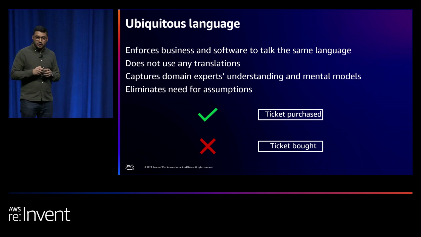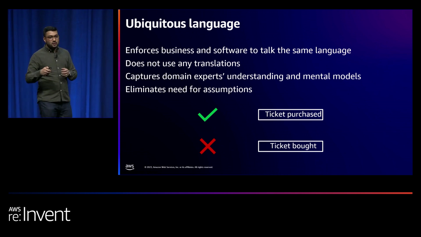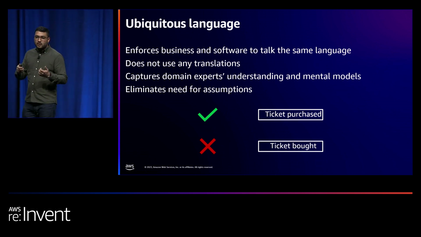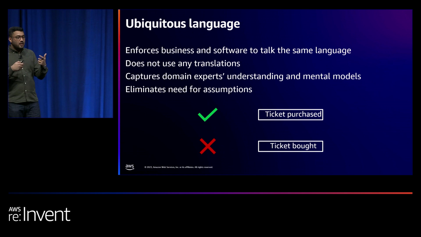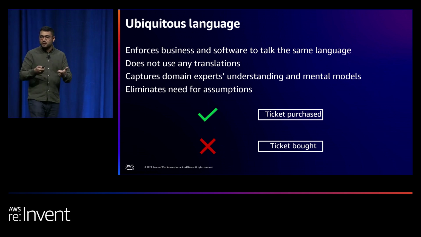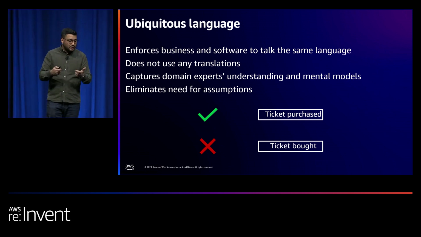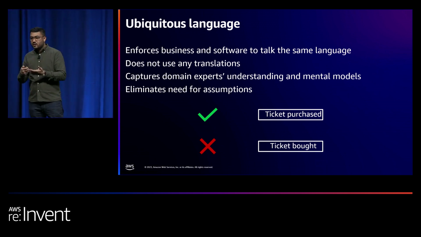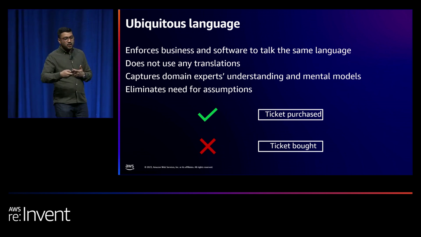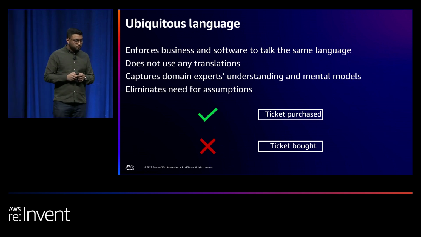For example, if you are in a ticket purchasing or ticket selling business, and the person running the business always uses the phrase that the customer has purchased a ticket, then all of the variables, functions, and naming conventions in your software should say ticket purchased, so that an average developer, when he or she or they interact with the software user, knows they are talking the same terms.